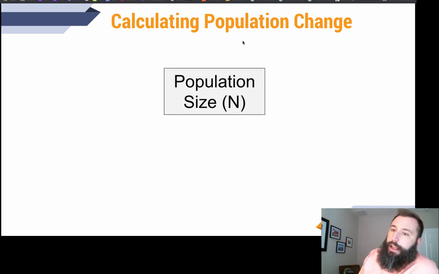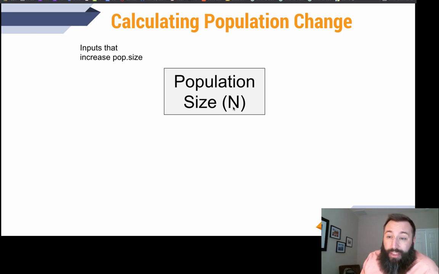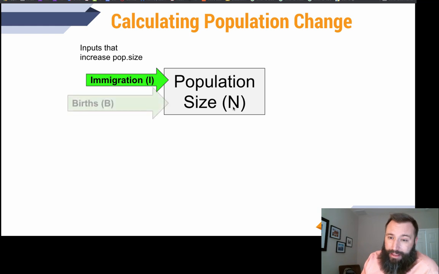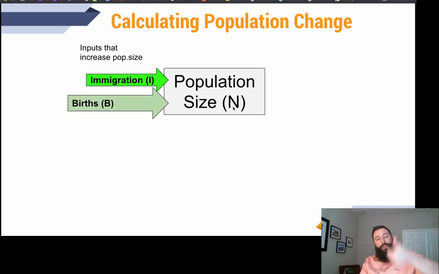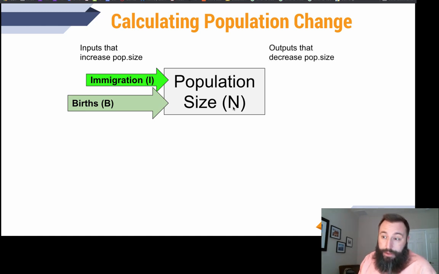So take a look here. How can we calculate population size? Or change rather, right? So take a look. So if N, population size N, is right here in the middle, we have some different inputs into our system here that can increase the population size, right? Stuff like immigration and births. Both of these will increase the number of individuals in a population. There's also factors that will decrease population size too.